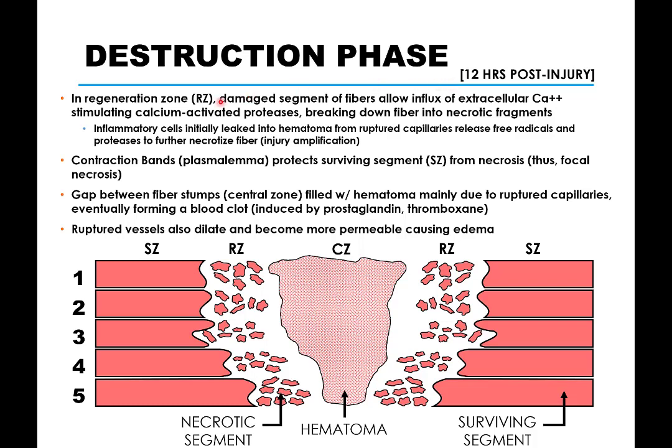Now, as I briefly outlined in the prior slide, the initial process is the focal necrosis of damaged fibers, in particular, the damaged segments of the muscle fiber. And this is largely mediated through catabolic reactions. Catabolism refers to biochemical reactions that break down molecules into their smaller constituents. In other words, catabolic reactions cause molecular degradation.